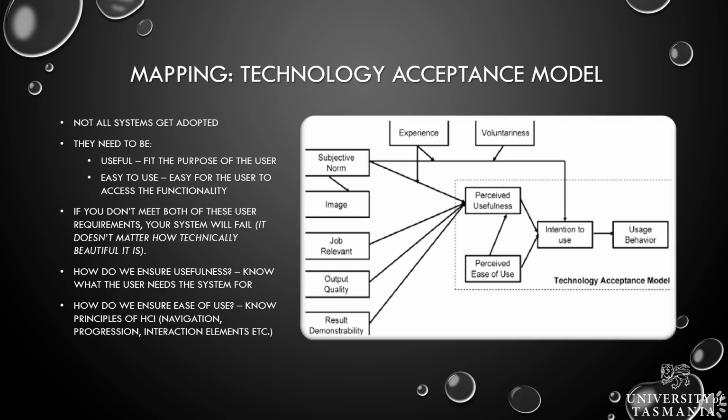And similarly, how do we ensure ease of use? Well, we need to understand the principles of HCI, human-computer interaction. We need to think about how somebody works through our system in terms of navigation. What kind of accessibility requirements are there? What kind of progression, what kind of interactivity do people expect to have? And then once we understand that, we can design for those kinds of things.